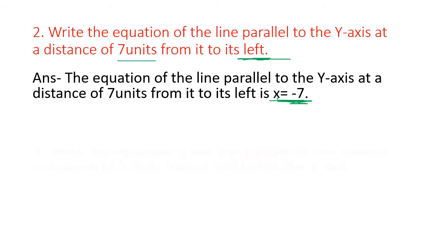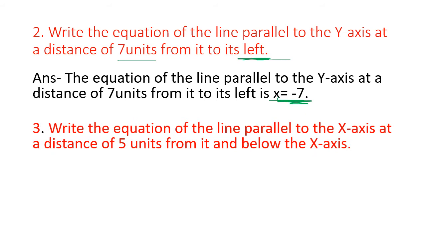Okay, now next question. Write the equation of the line parallel to the x-axis at a distance of 5 units from it and below the x-axis. Let us go slowly. Firstly, we have to write the equation of a line parallel to x-axis. That means its x coordinate is going to be 0. So our equation will have y in it. Then at a distance of 5 units. So we will be having 5 also.